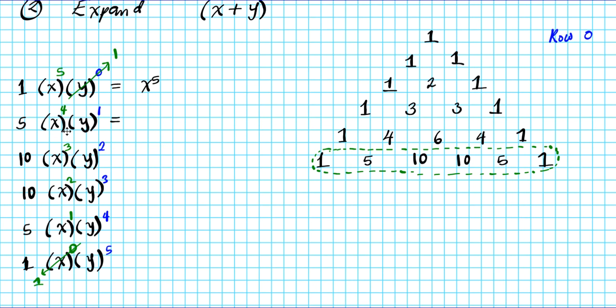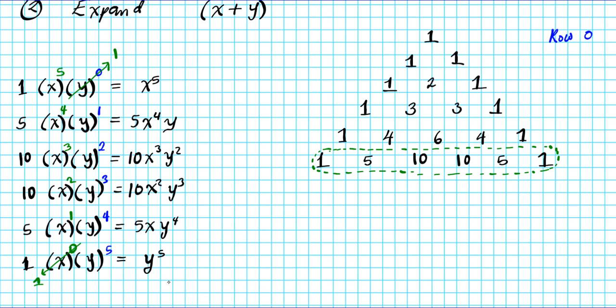Moving on to the second row, 5x to the fourth y. The third row, we have 10x to the third y squared. The fourth row, we have 10x squared y to the third. In the fifth row, we have 5x y to the fourth. And in the last row, we simply have 1y to the fifth.